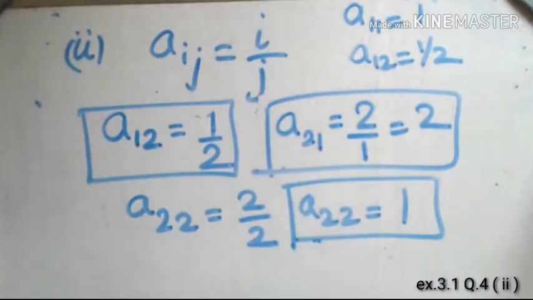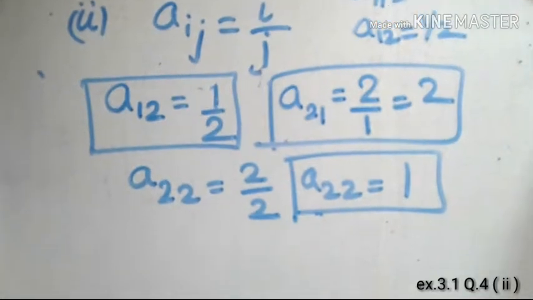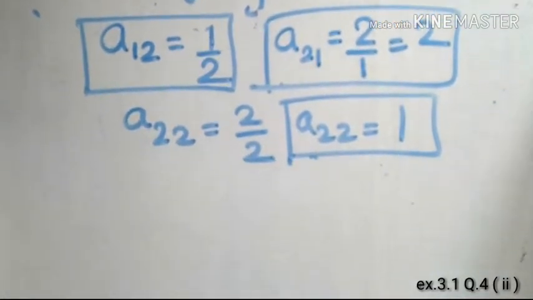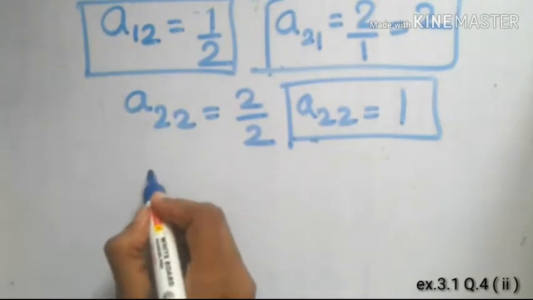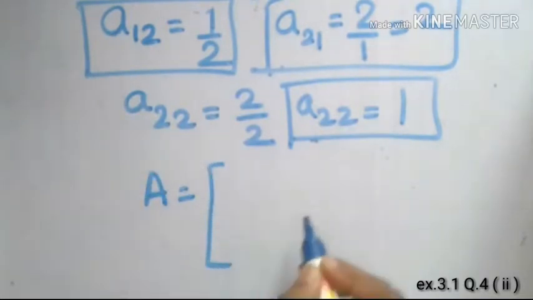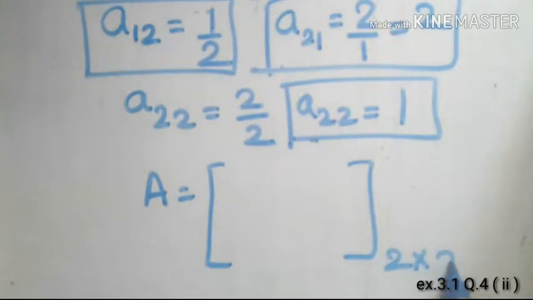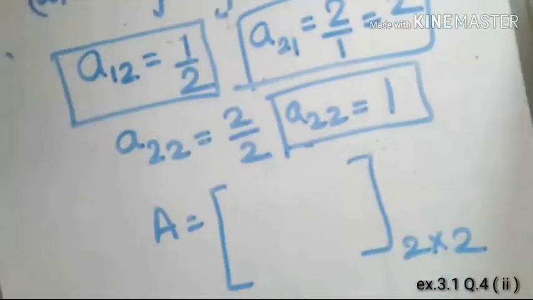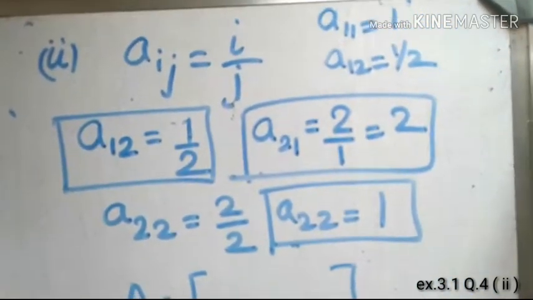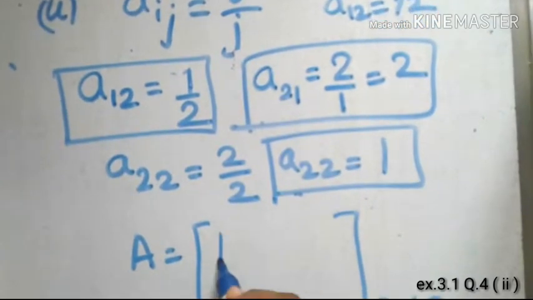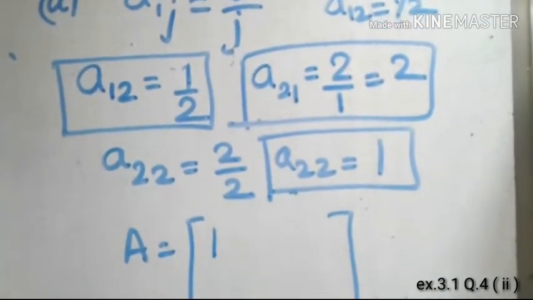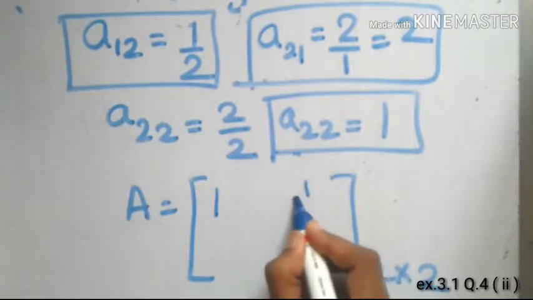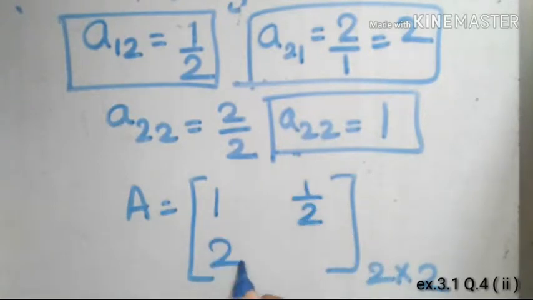Okay. Now let's construct the matrix with all the data. So my matrix A is going to be of the order 2 by 2, and A11 we found out as 1. A12 is half. Okay. A21 is 2 and A22 is 1. That's all. So we got the matrix and we have found the matrix elements also.